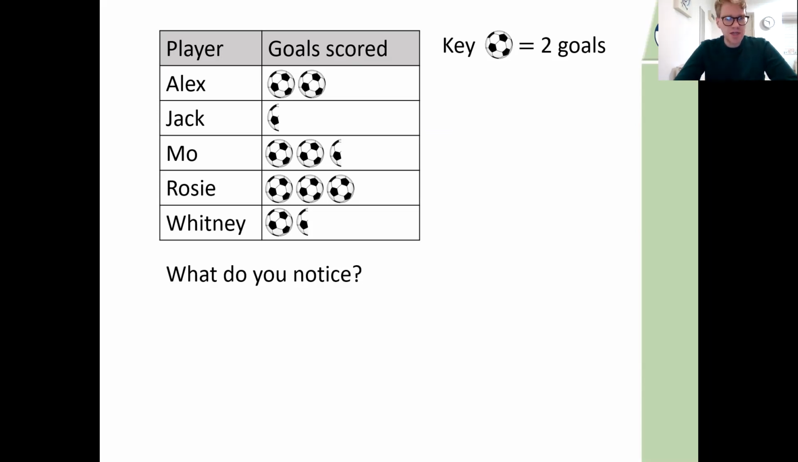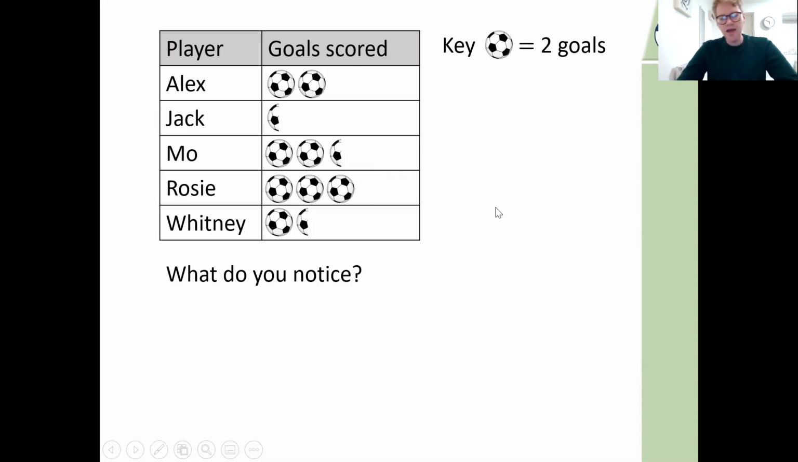And again, there's 2 ways we could do that. We could find the total of both and then use subtraction, or we could look at the difference. So for an example there, if I was looking at Mo and Rosie, I would look at the difference between Mo and Rosie's total here, and then that would be how many more Rosie had scored compared to Mo.